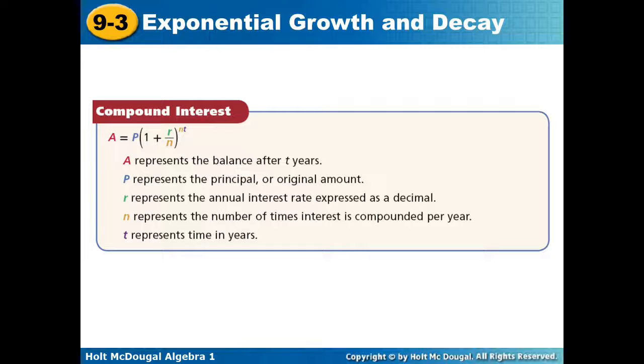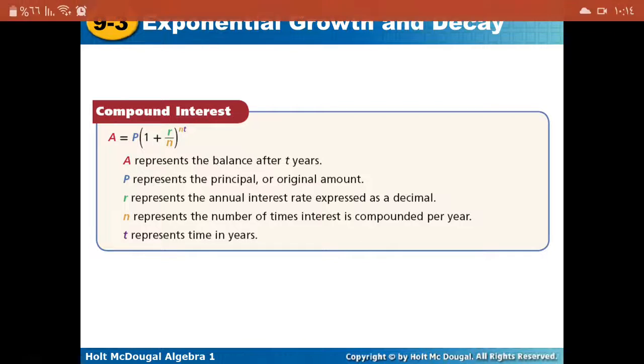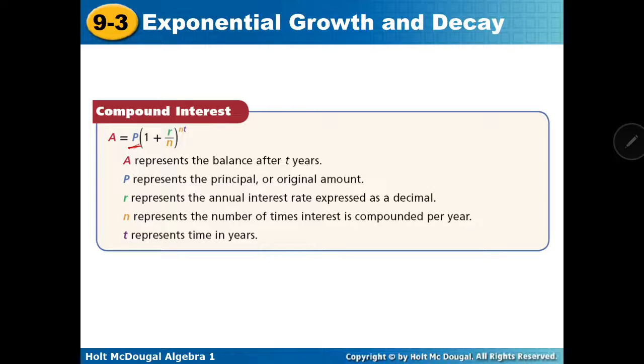We call the y here A. A represents the balance after t years, all the money after the number of years you put your money as investment. P is the principal. Principal means the basic amount of money. Then 1 plus r over n, all to the power n times t. This is the new thing here, r divided by n. Why do I divide r, the ratio of benefit, by n?